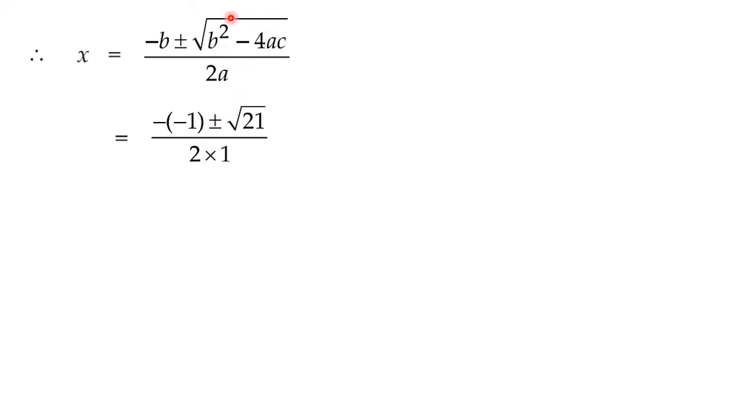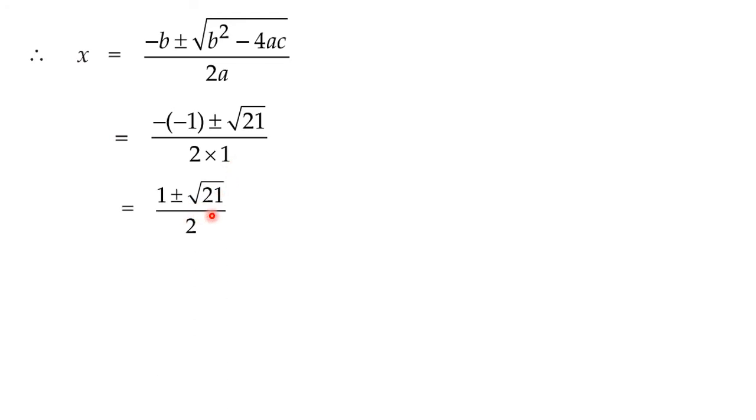And the value of b square minus 4ac we found out, that is 21, upon 2 into a, means 2 into 1. Now this minus and this minus is going to give you plus. You can write it as plus 1. And 2 into 1 you can write as 2.